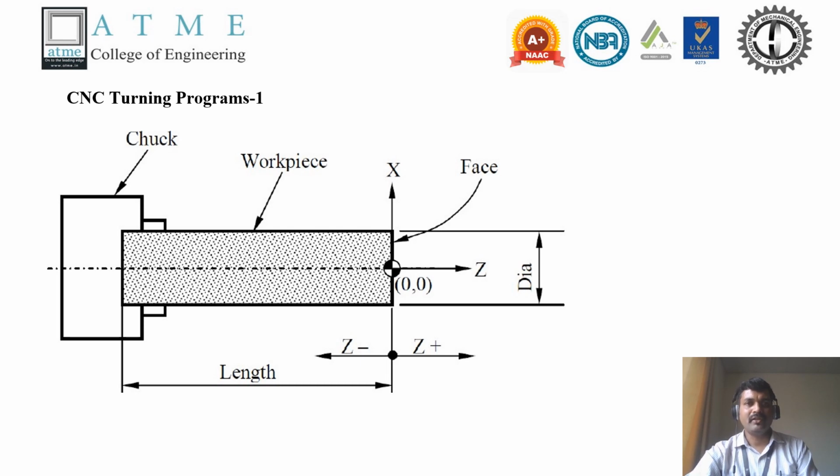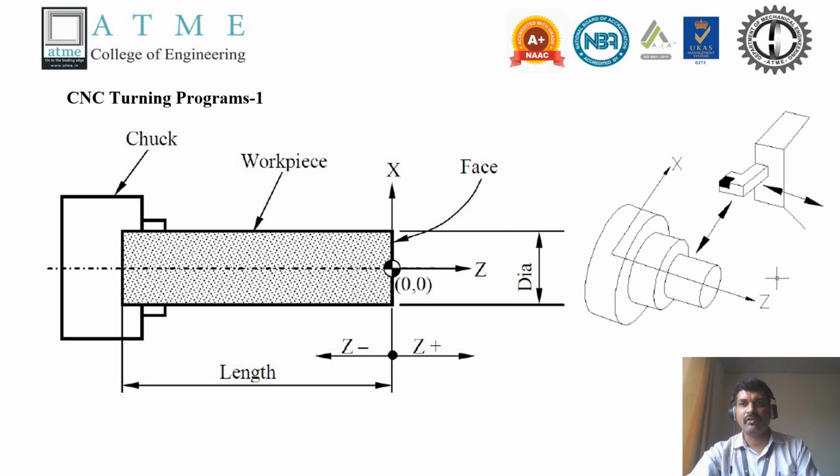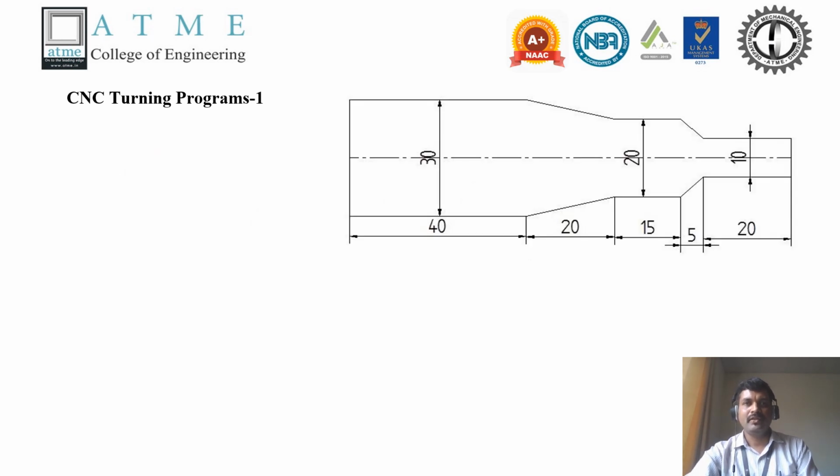This is the workpiece setup. This is the workpiece, and this is the origin datum. From here, X equals 0, Y equals 0. This direction is Z plus, this direction is Z minus, and this direction is X plus. The tool letter will be like this. The tool will enter from this side. So these are the step-by-step procedures.